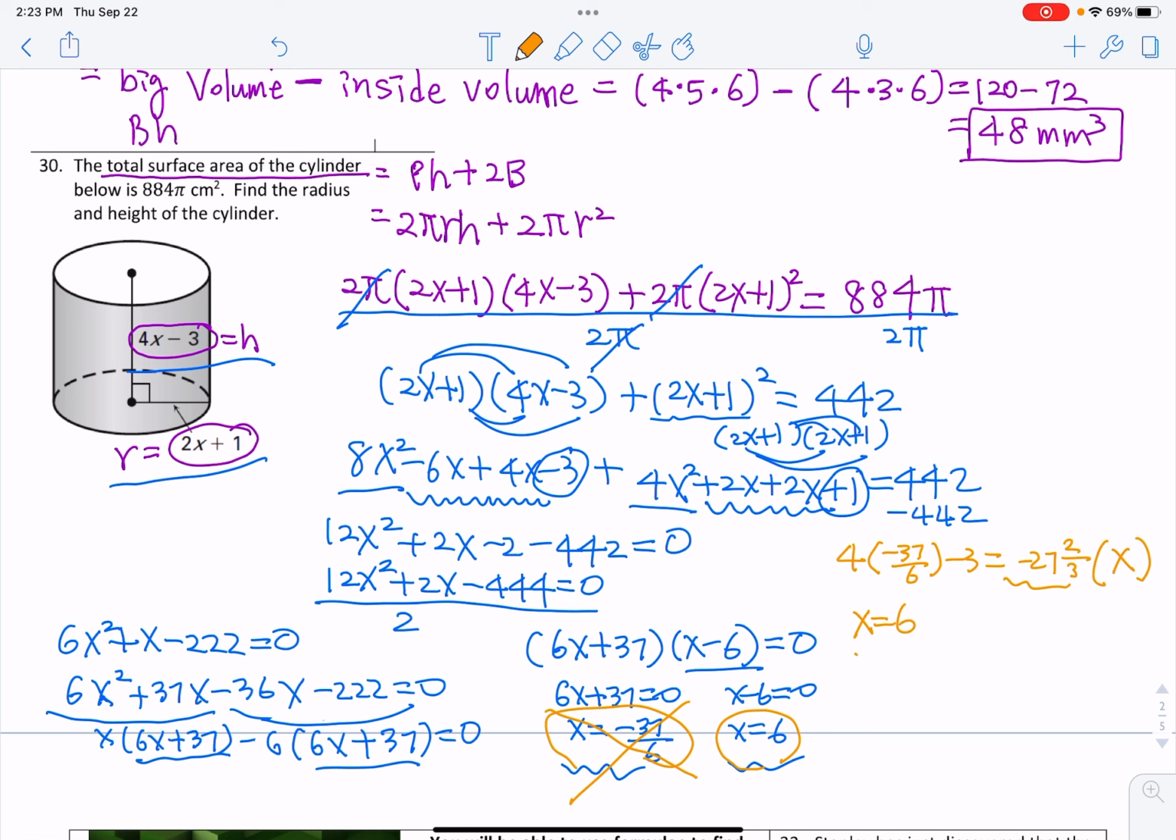Then radius will be 2 times 6 plus 1, which is 13 centimeter. Then height will be 4 times 6 minus 3 equal to 21 centimeter. That's how you find it. We have to find the value of x to find the height and radius.